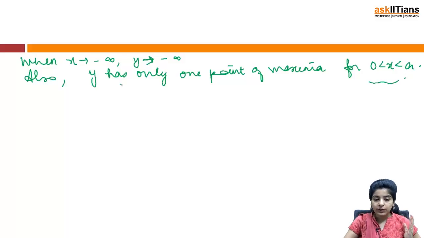So now we know when x tends to minus infinity, y is also tending to minus infinity, and the curve is symmetrical about the x axis. We can now find out the area, but before that we will draw the curve. The curve would look something like this.